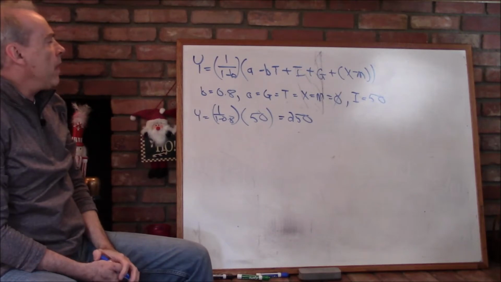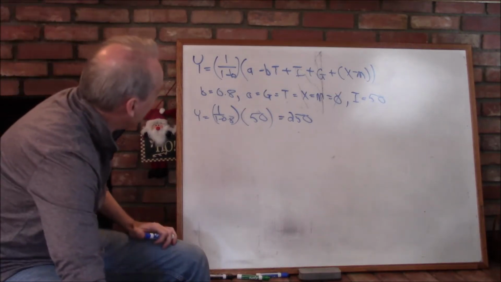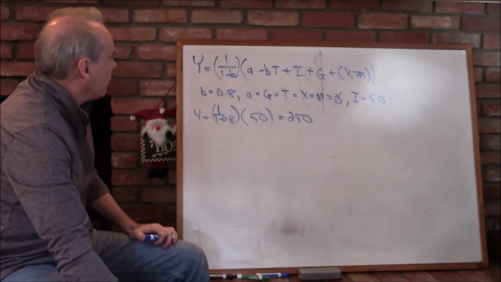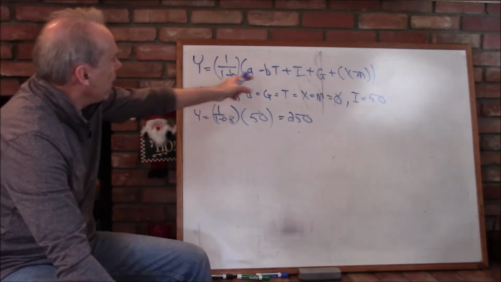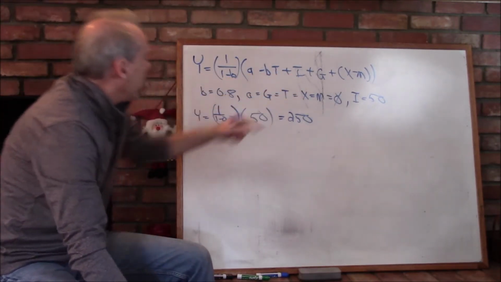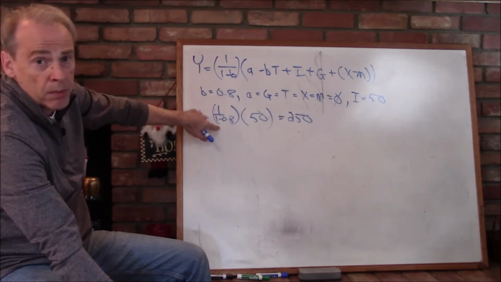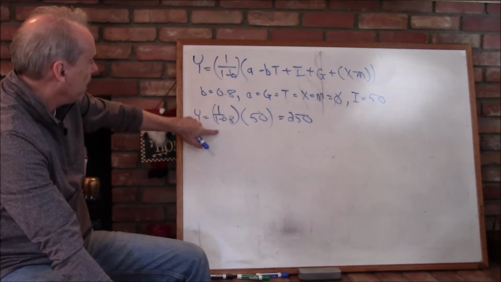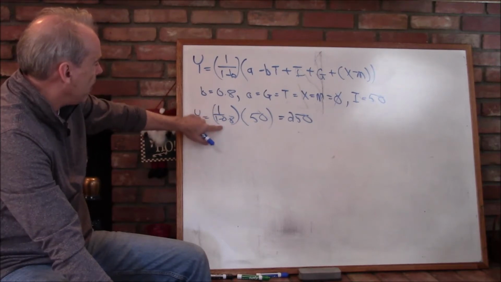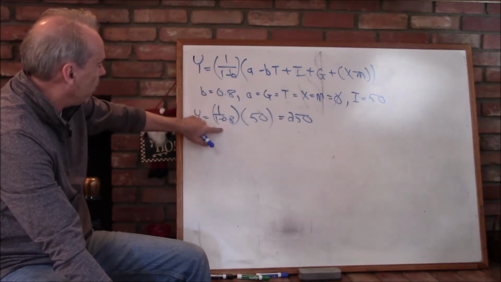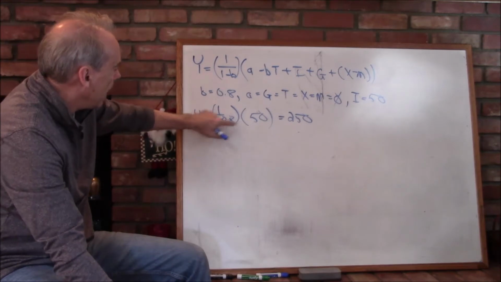If government spending, taxation, exports, imports, and A were 0, and investment was 50, then every other term up there drops out except for the I. We're just by assumption saying that the propensity to consume is 0.8, the marginal propensity to consume. And so that's a 5. 1 over 1 minus 0.8 is the same thing as 1 over 0.2, which is 5. 5 times 50 is 250.